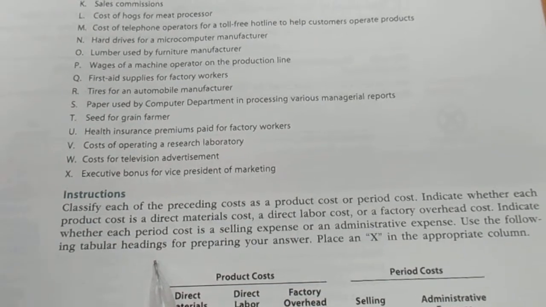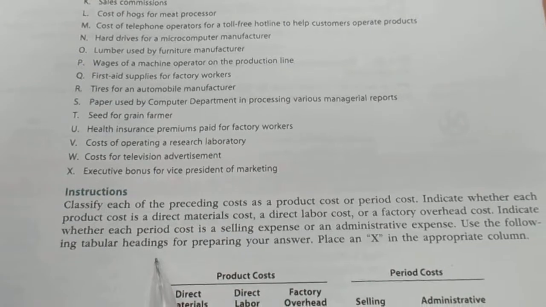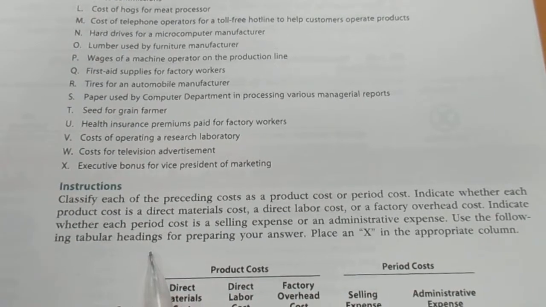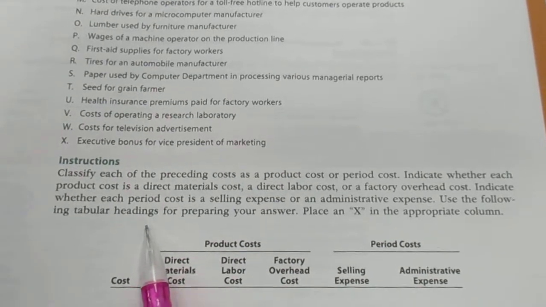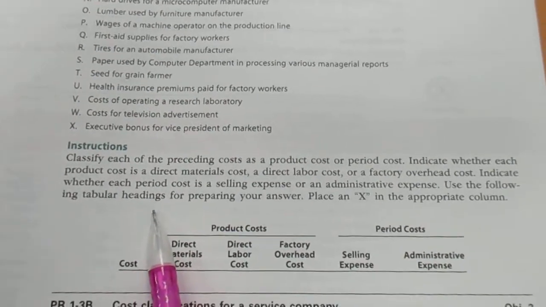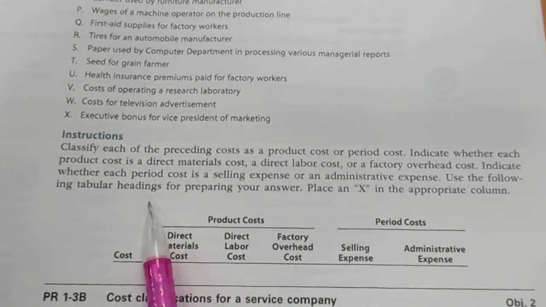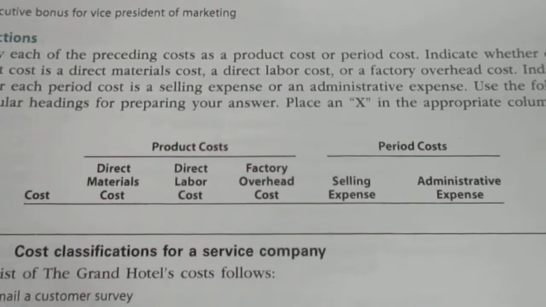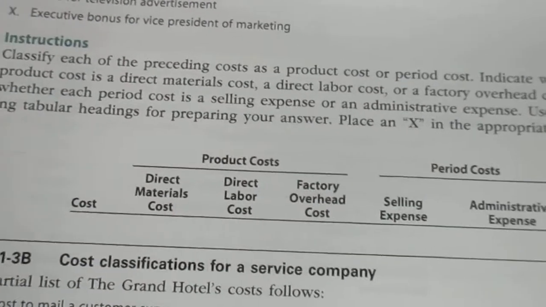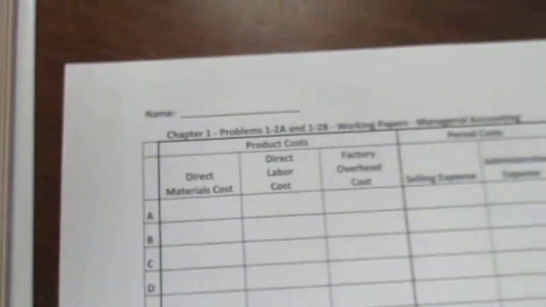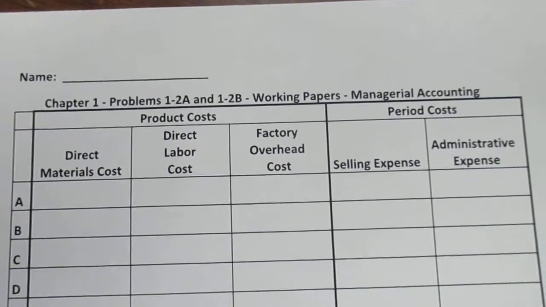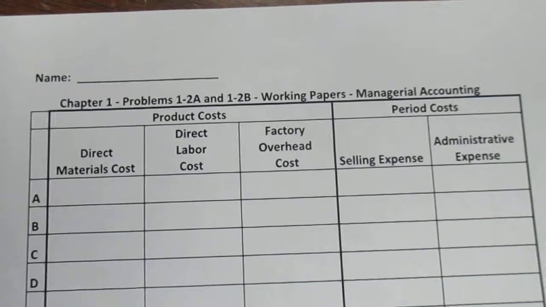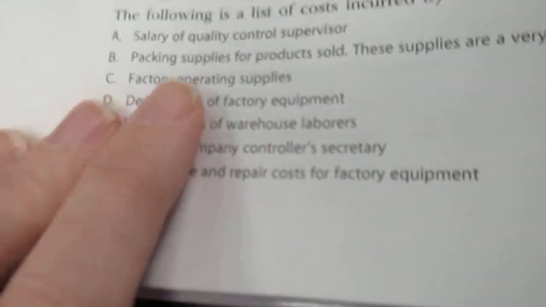Classify each of the preceding costs as a product cost or period cost. Indicate whether each period cost is a selling expense or an administrative expense. Use the following tabular headings for preparing your answers. Place an X in the appropriate column, and it shows us the headings that we need to use. And if you went online and printed out the working papers, then it is already set up for you and ready to go. Okay? So all we're going to do is go through each of these costs and classify them, put them where we think they need to be.